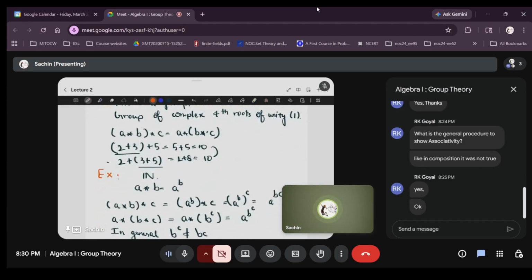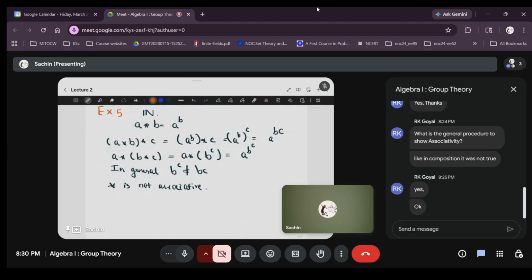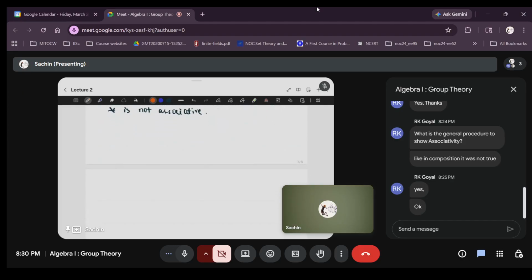Just for example, 5. Then example 6 is a bit interesting. So consider S is the set of irrational numbers along with 1. Okay, so 1 and the set of all irrational numbers.